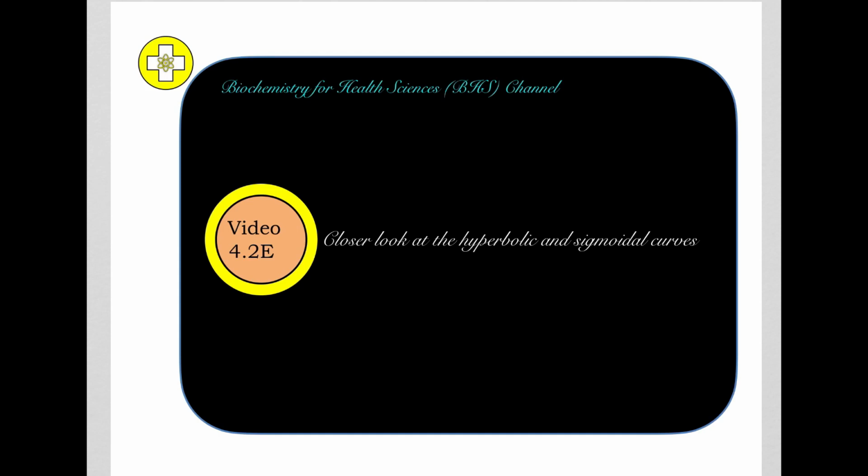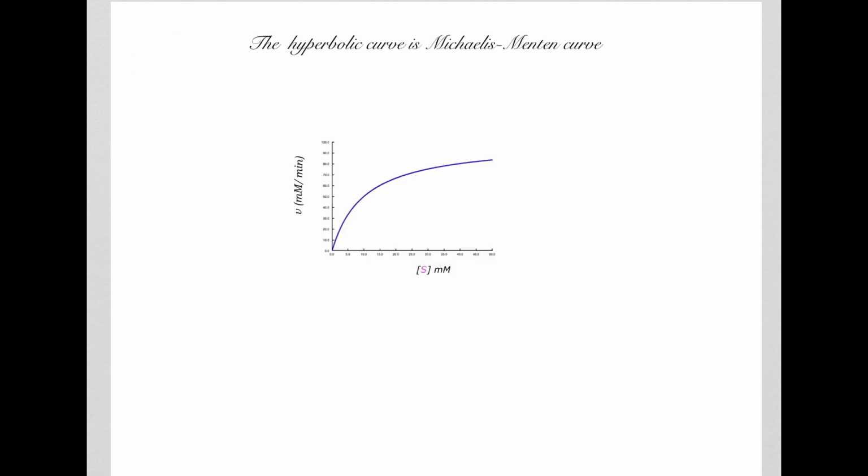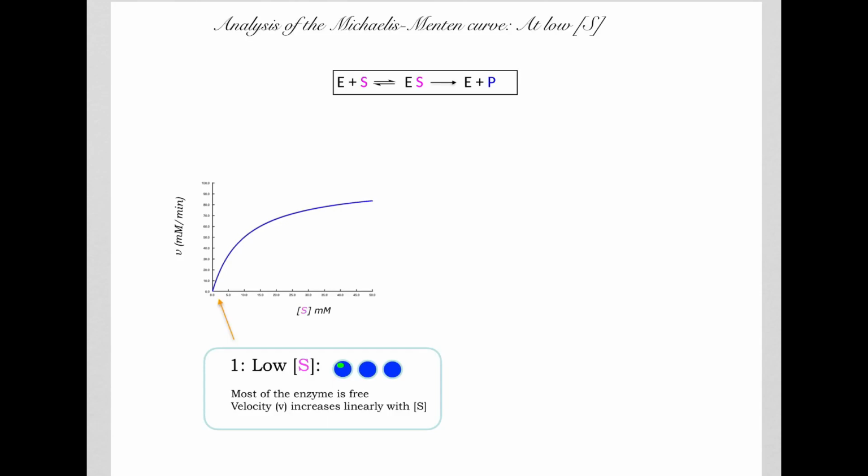In the previous video, we briefly discussed the hyperbolic and sigmoidal curves. In today's video, we shall have a closer look at these two types of curves. The hyperbolic curve, in case of enzymes, where we plot the velocity of the reaction against the substrate concentration, is also called the Michaelis-Menten curve.